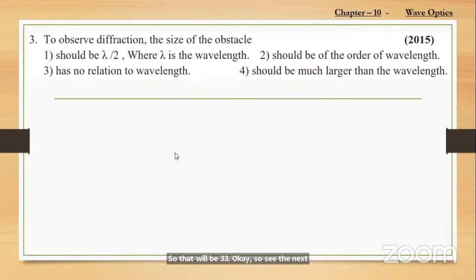Next one is to observe diffraction, the size of the obstacle. To observe diffraction, the size of the obstacle.